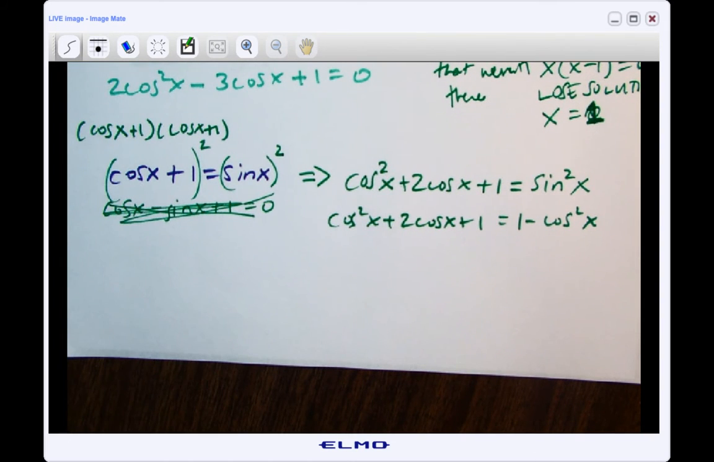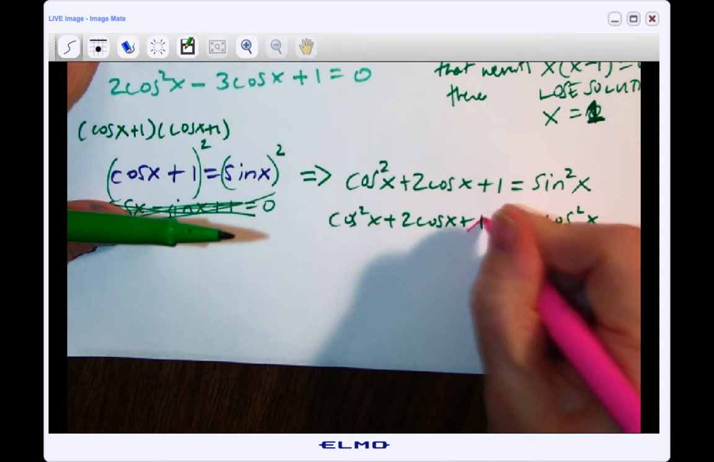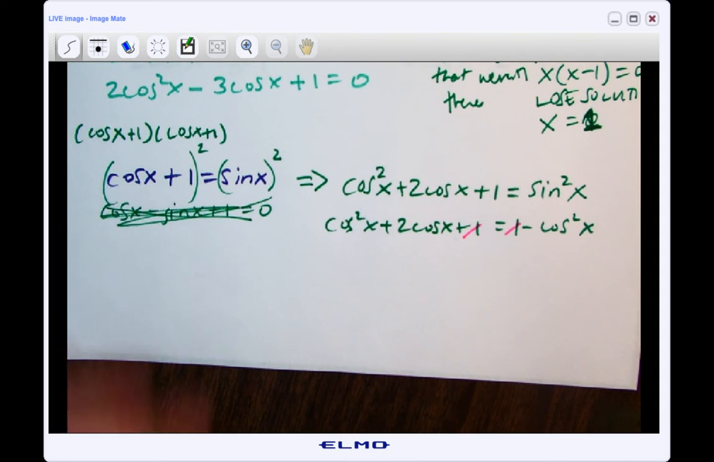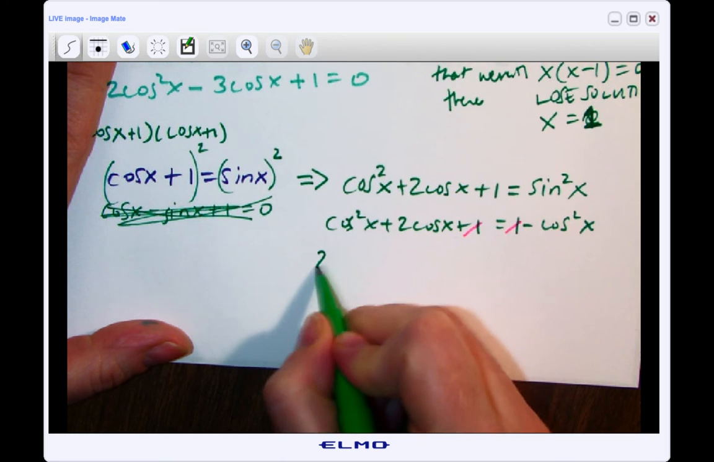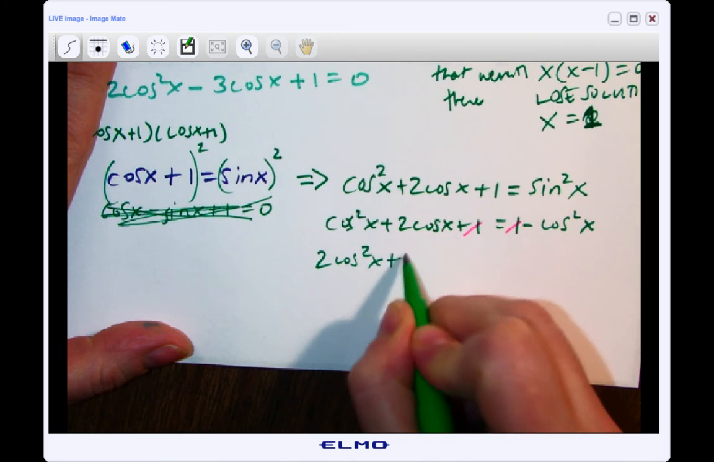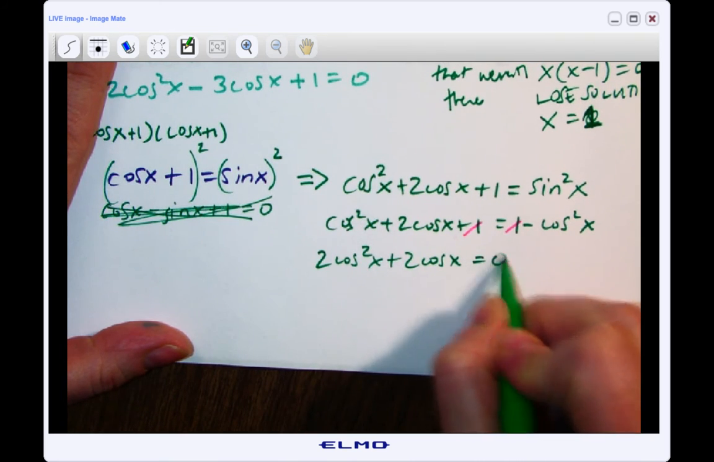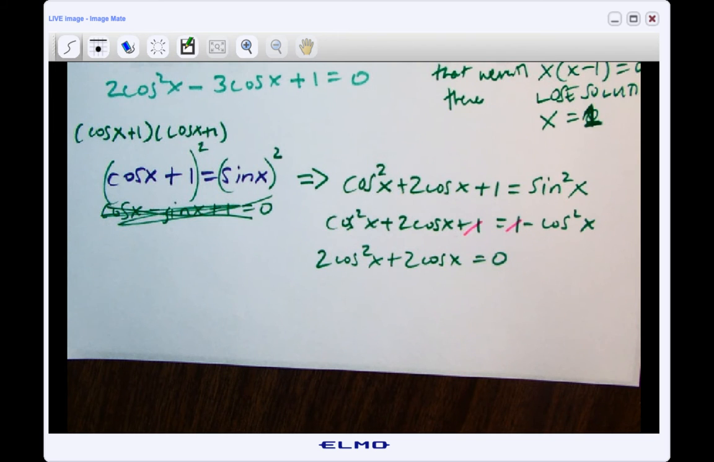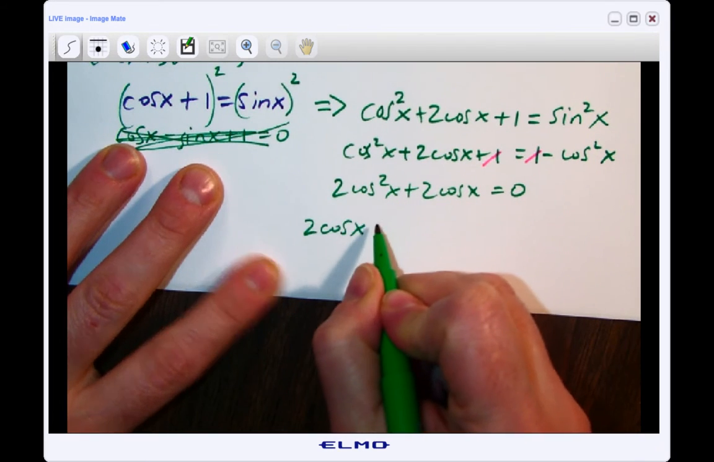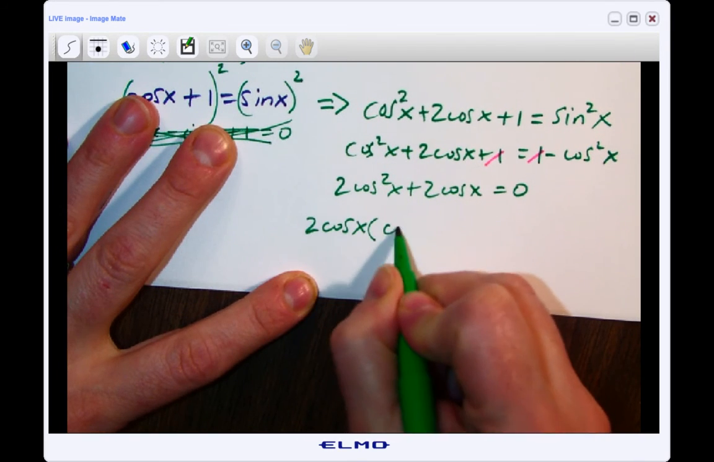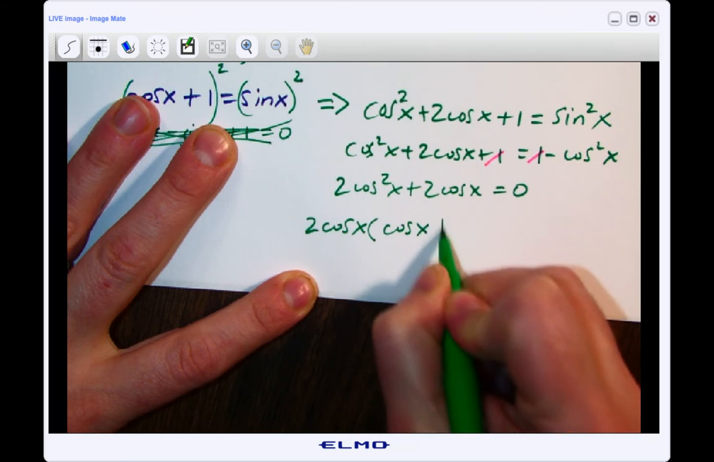Okay, now I'm going to get them all on the same side. Hopefully you see when I subtract, that's fine. I have a cosine squared minus cosine squared, so I'm going to add it. So that means I have a 2. And that was pretty convenient because if it had been a quadratic, I would have had to try to factor it or whatever. But this way I can just factor out a cosine. So that leaves a cosine x plus 1 here.